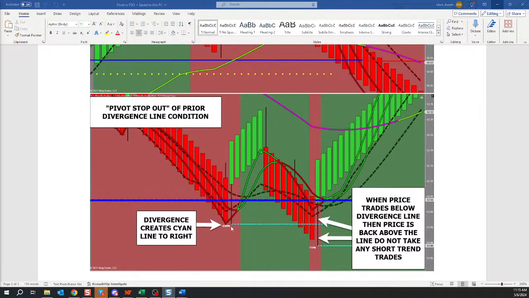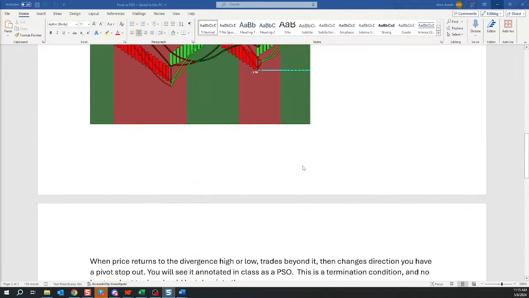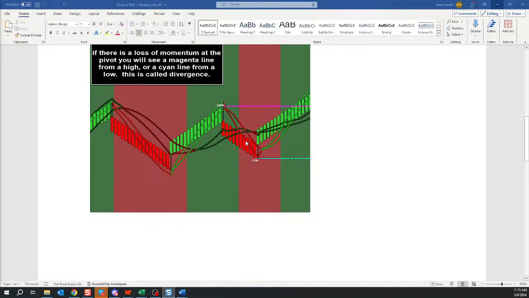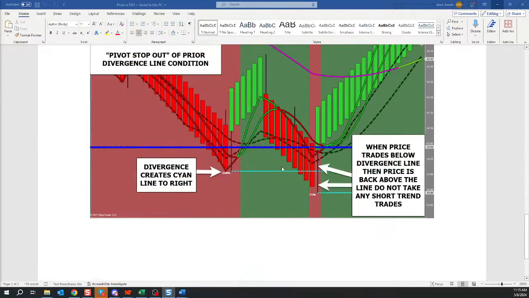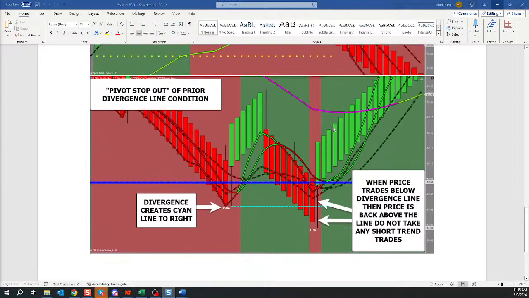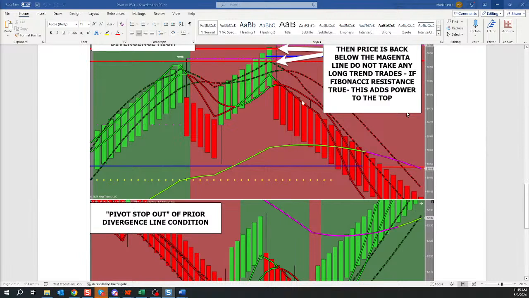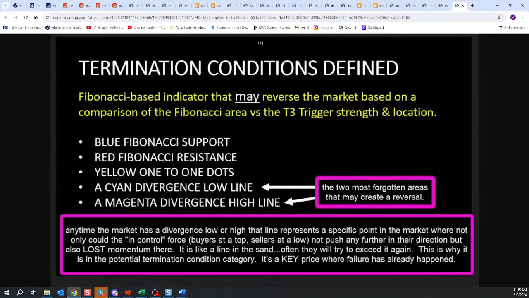Because price creates this divergence low. It's when price reaches it and the triggers remain above, now it's a termination condition. So the difference between a pivot with a loss of momentum means that price hasn't come back and retested. It becomes a pivot stop out when price reaches it, trades below and back above, or when it trades back above and below. Termination conditions defined.